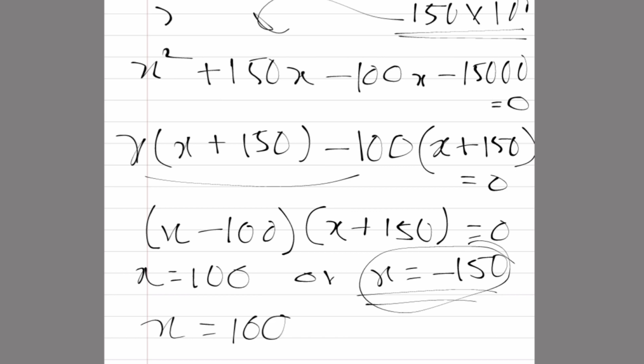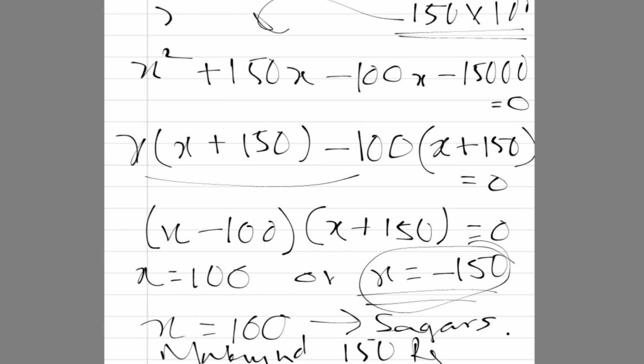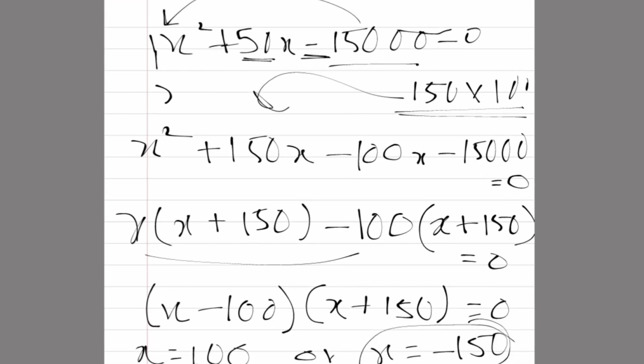Now what we have assumed is that Sagar has x rupees, that is, Sagar has 100 rupees and Mukund has 50 more than him, right? So Mukund will have 150 rupees. And this is Sagar's, right? So this is how we solve it using the quadratic equations.